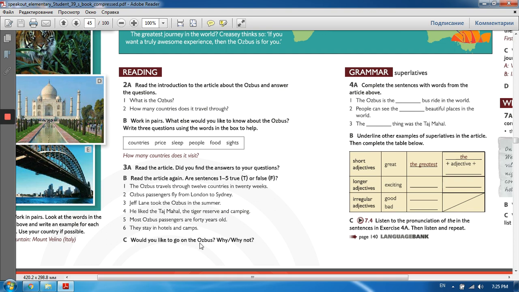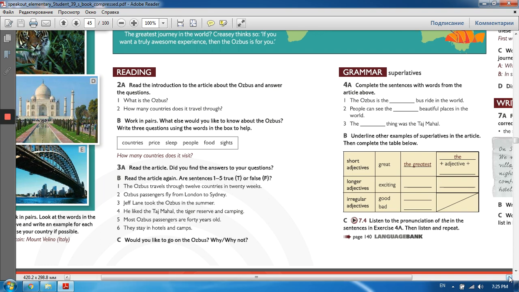So, exercise 3C. Would you like to go on the Ozbus? Why and why not? If I answered this question myself, I wouldn't like to go on the Ozbus because I do not like long bus trips.